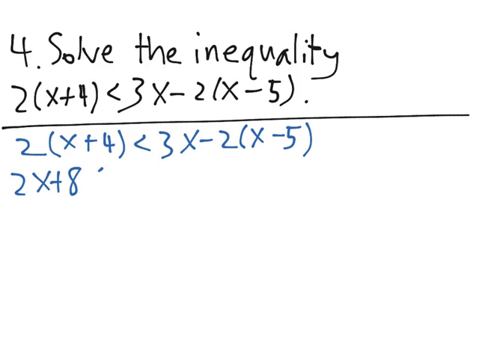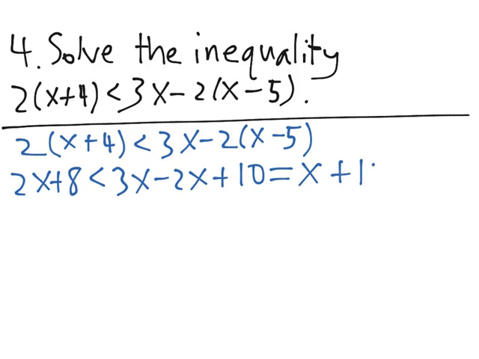4, which is 8. And then on the right side, we have 3x minus 2x minus 2 times minus 5, which becomes plus 10. If we combine the x terms here, we'll get 3 minus 2 times x, which is just x, plus 10. So 2x plus 8 is less than x plus 10. Now let's subtract x from both sides of the equation. This gives us 2x plus 8 minus x is less than 10, since the x on the right side will cancel with the minus x.